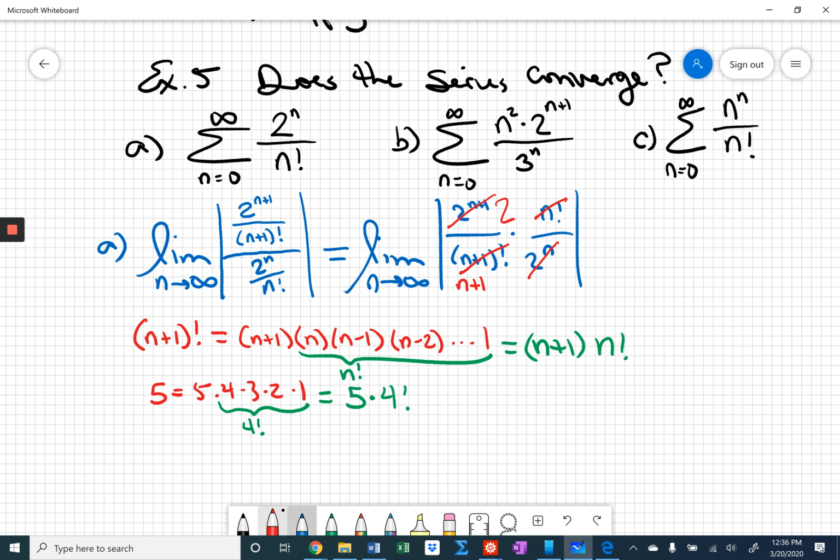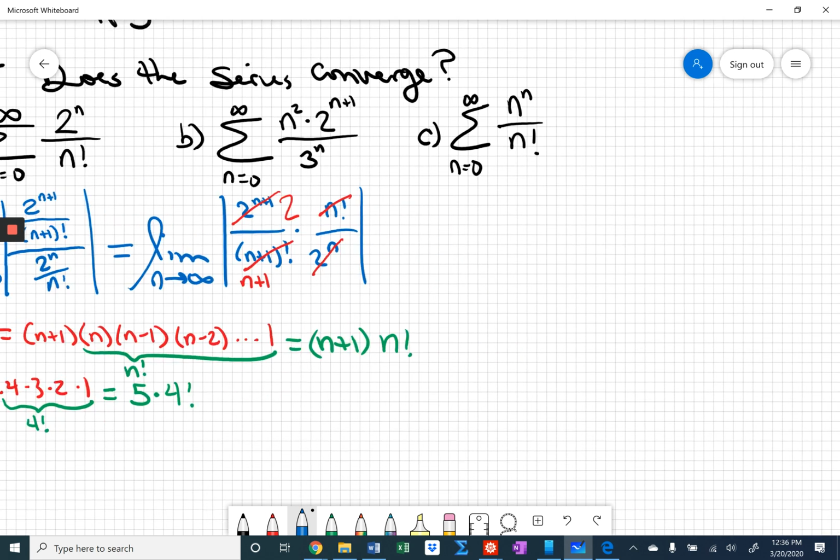So let's proceed slowly here, and let's see what we got. So this becomes the limit as n approaches infinity of the absolute value of 2 divided by n plus 1. The absolute value really isn't doing anything for us here. I could have dropped it earlier in this expression because the terms are all positive anyways, and the absolute value of a positive number is exactly the same number. But I'm just leaving it there.